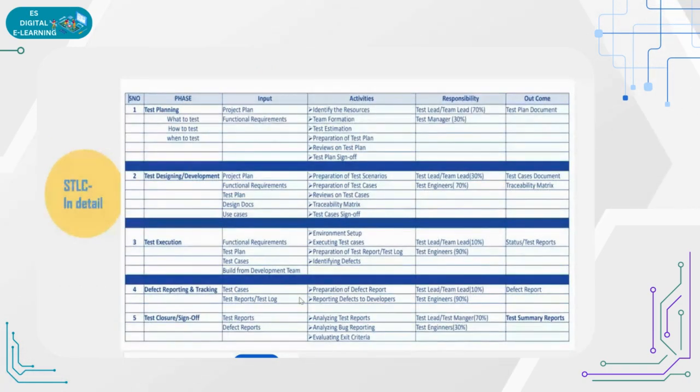What is a test plan? In the software development lifecycle, whatever process we follow, in test planning, it is what to test, how to test, when to test. This is one phase. The people responsible for this are the test lead, team lead, and test managers. They will get the project plan and functional requirements, whatever you need to do.